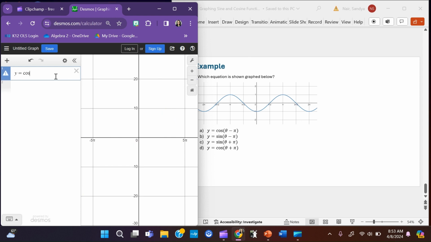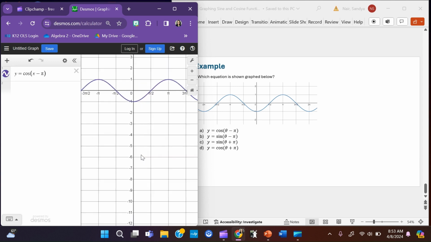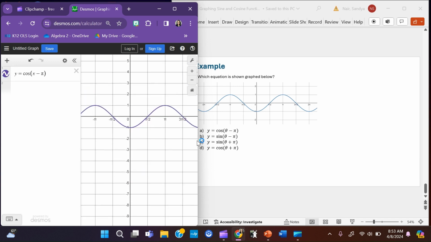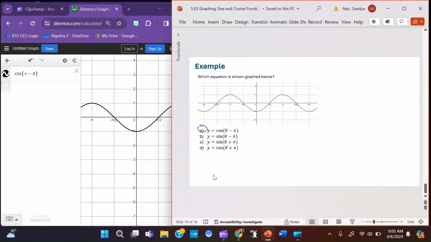So we type y equals cosine x minus pi. Okay, and I want to check if the graph I get is matching the one that I have in this image. How do you know if it matches? You want to see if it has the same points. So you see it has a y-intercept of -1, looks the same. It equals 0 at pi over 2. That part looks the same. It equals 0 at negative pi over 2, looks the same. It has maxima at pi, negative pi. It looks like it's the same. So A is going to be the correct answer choice.